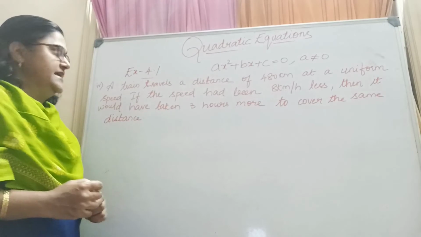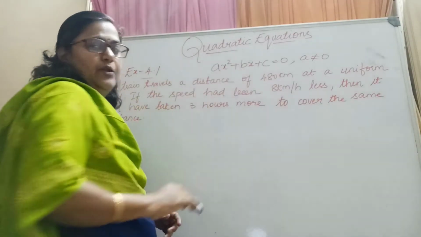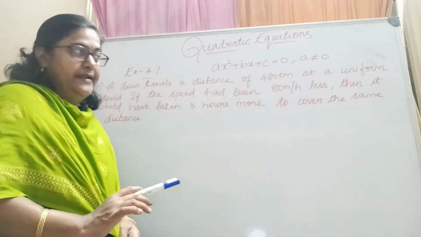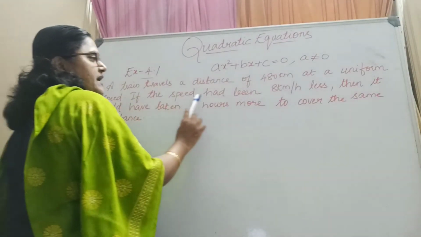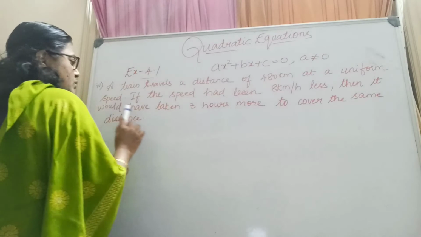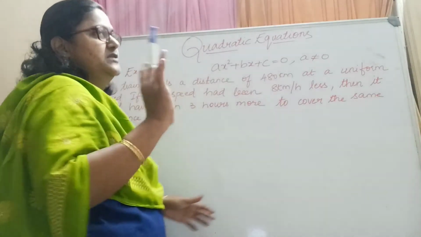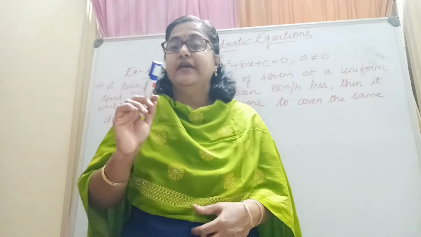The next statement says a train travels a distance of 480 kilometers at a uniform speed. If the speed had been 8 km per hour less, then it would have taken 3 hours more to cover the same distance. Find the speed of the train. So now, here we will assume the speed of the train to be x.